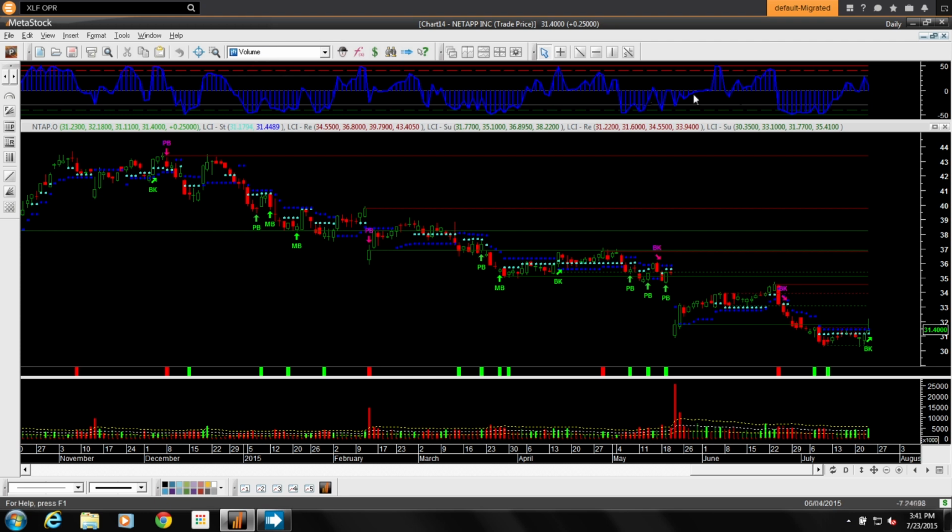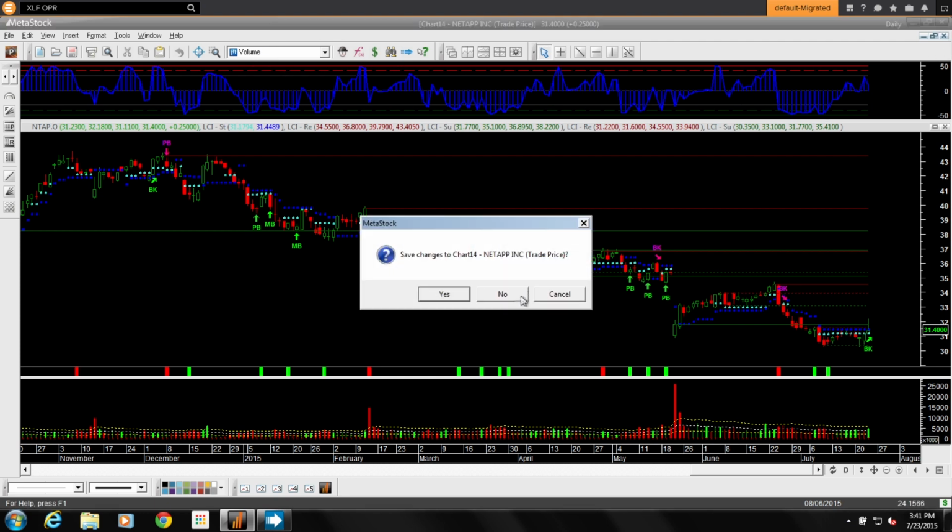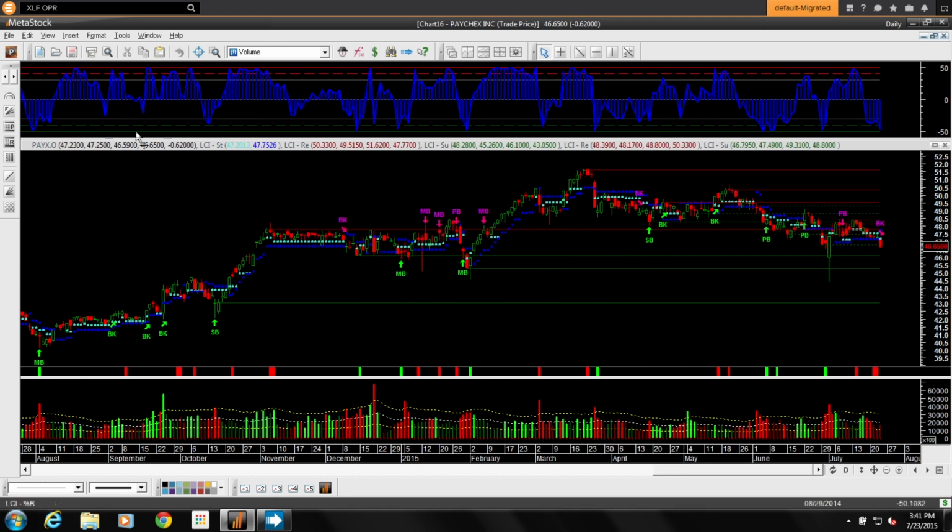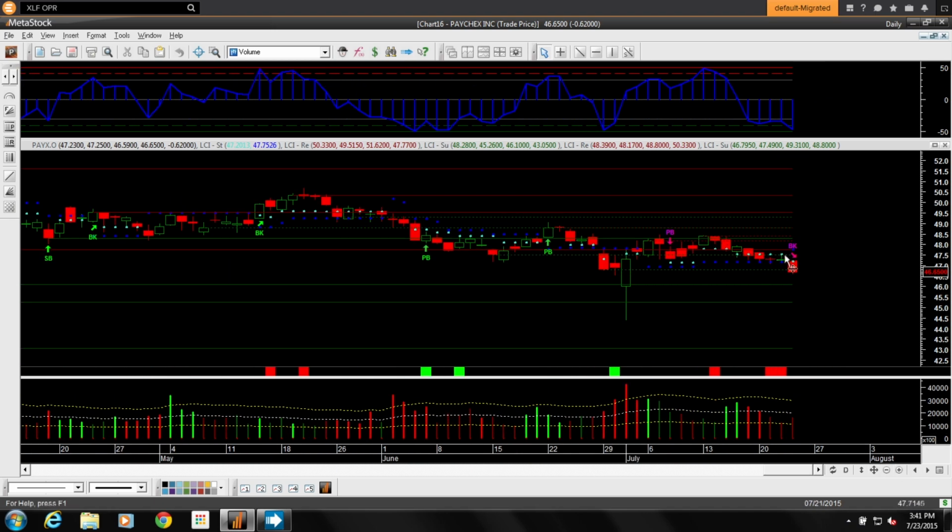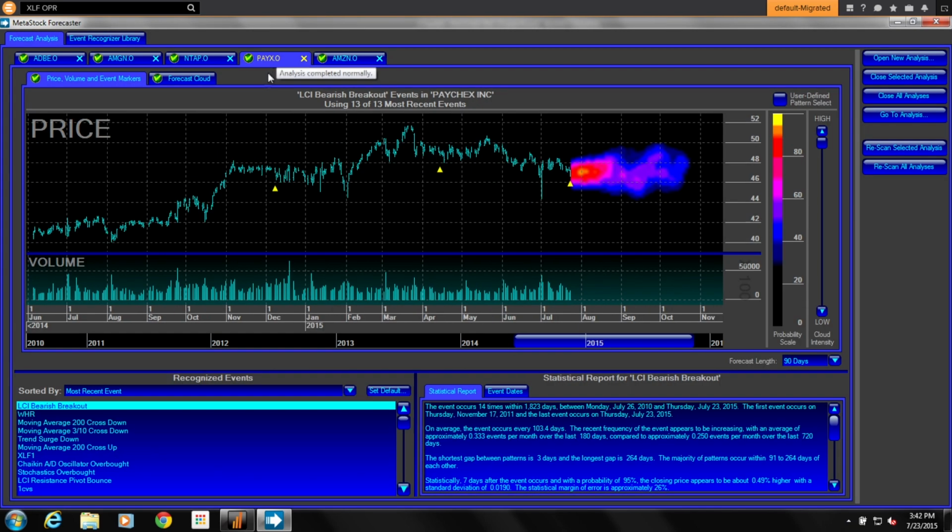Let's look at one more example here. Let's go ahead and close out NetApp here. Okay, and this one is Paychex. We're going to go in and look at that. Now this one is a bearish breakout. We can see this one breaking to the downside. So we've got that pivot there. And let's go ahead and look at what happens when we have that.